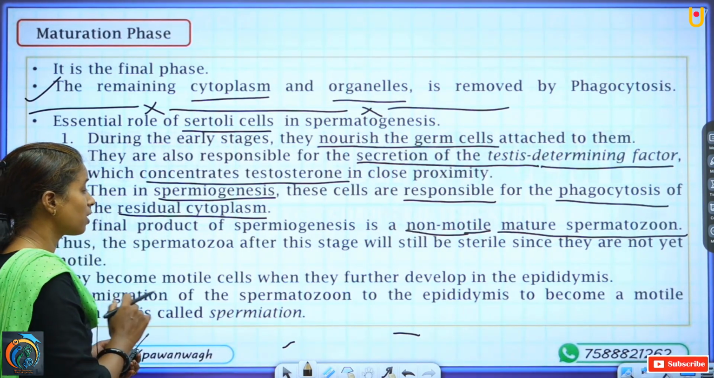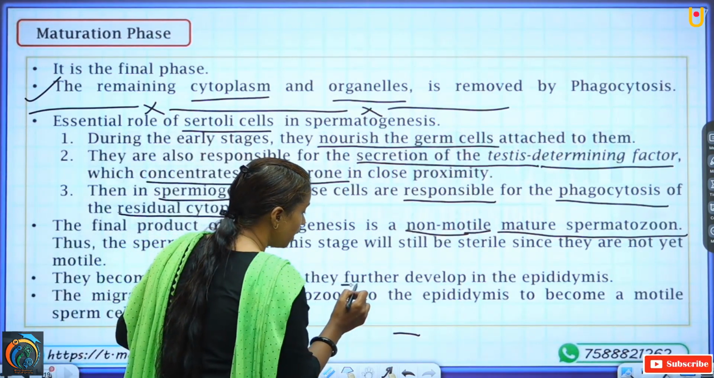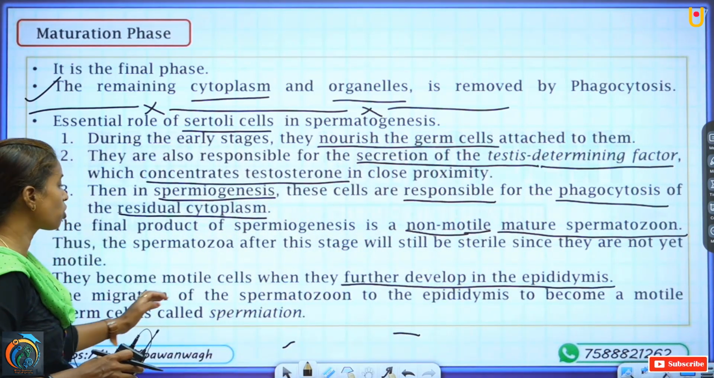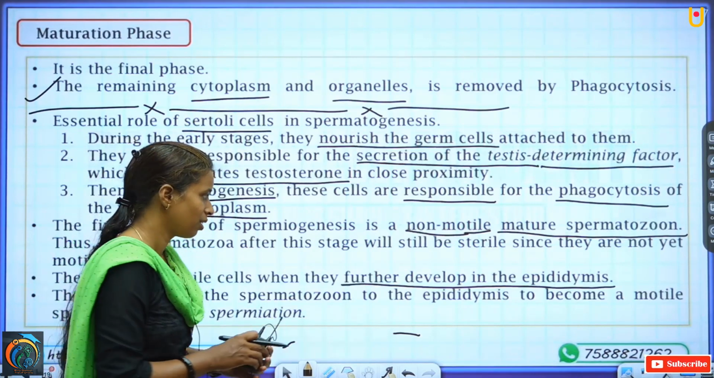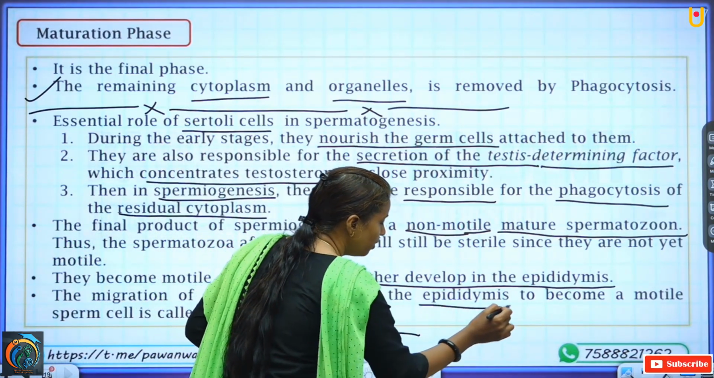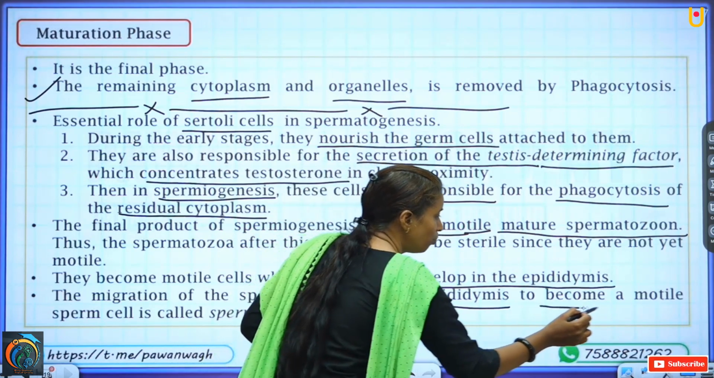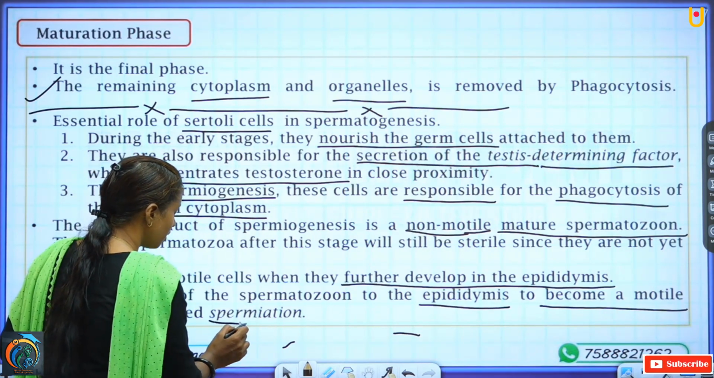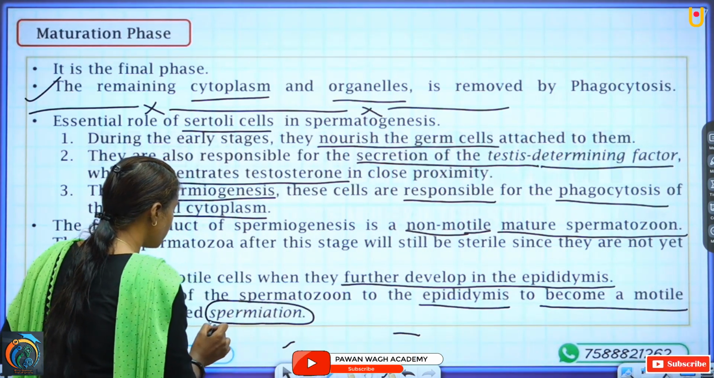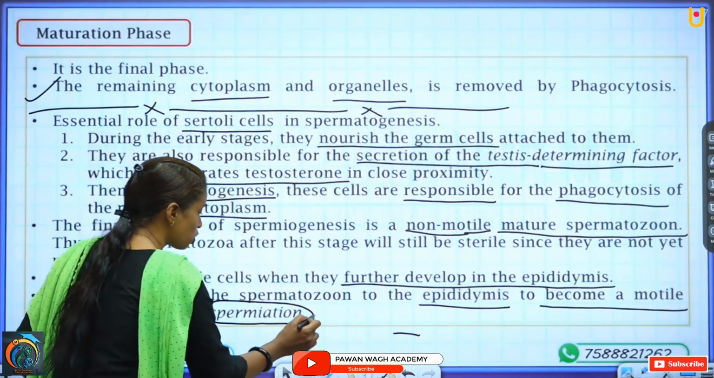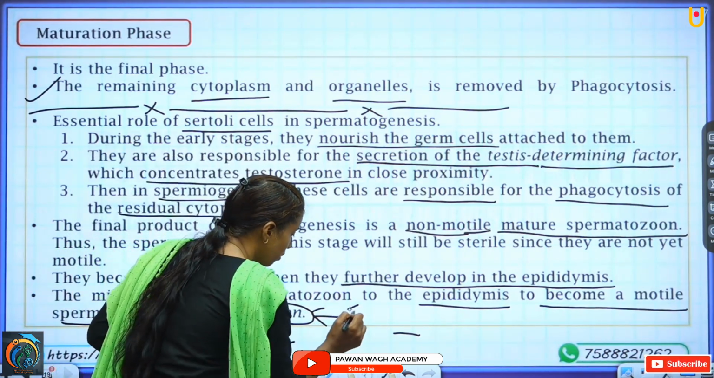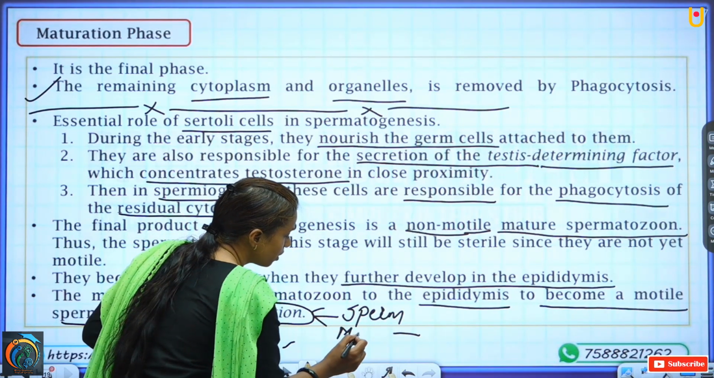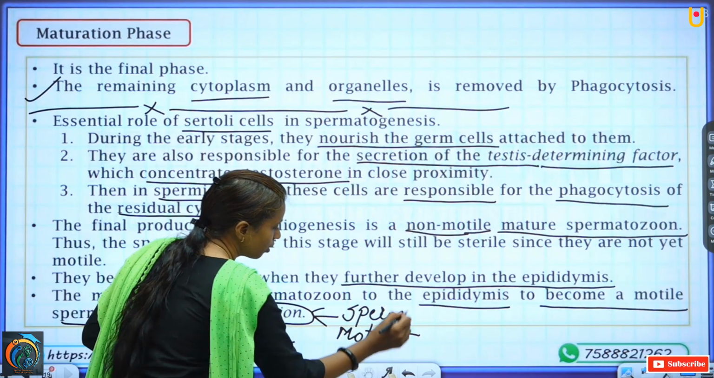They will become motile cells when they further develop in the epididymis, and the migration of spermatozoa to the epididymis will form motile sperm cells, and we call this process spermiation. After completing the process of spermiation we can call them sperm, or motile sperm. Got it?